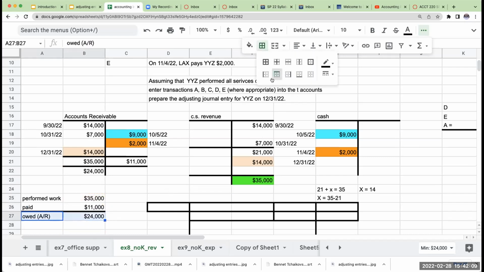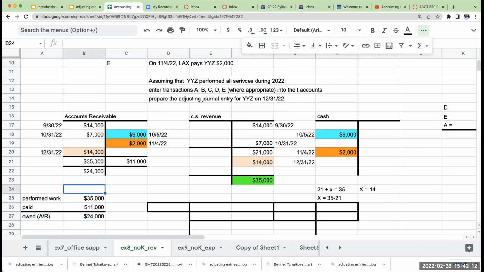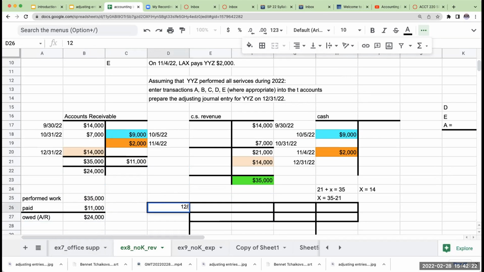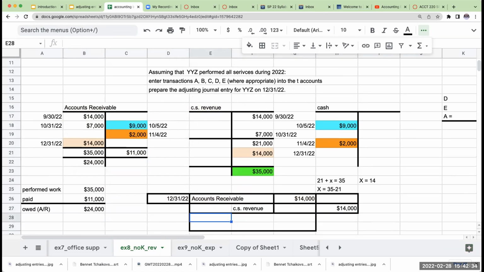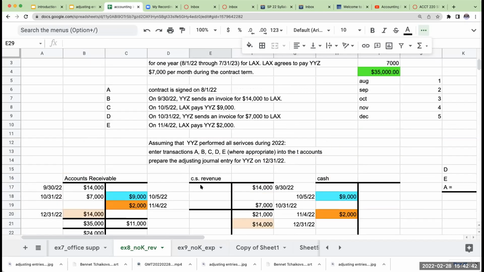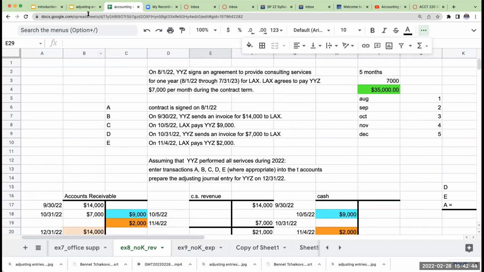Remember, when you go through and do these types of problems, make sure that the assets reflect their future economic benefit. My revenues reflect what I've earned. So my adjusting journal entry is always going to be on December 31st. I'm going to debit accounts receivable for the 14,000. That was the amount of the adjustment that I made to revenue to make this work. And this is to record consulting services revenue. So again, this is a tougher question. Make sure you go back and take a look at it.